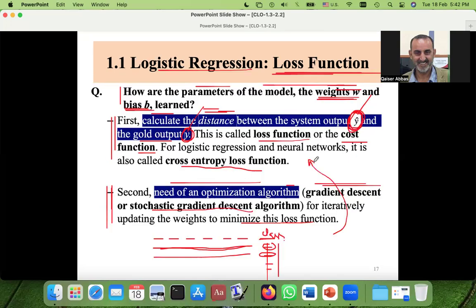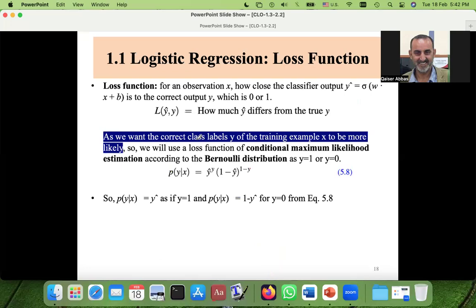What is the first thing? The first thing is to calculate the distance between y cap and y. Then theoretically, in sentence form, how can we write it? We can write that we have to calculate the loss, L for loss, between the class y cap and the y. What does it mean? It means how much is the difference between y cap and y. True y means the class which exists in the data set.